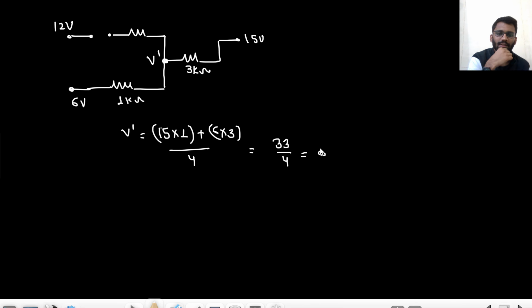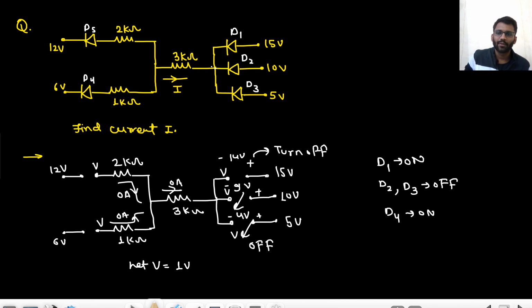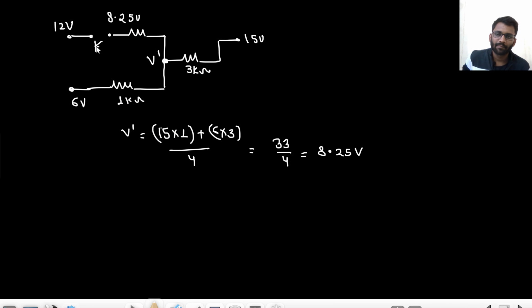4, 4, 4, 4, 32. 8 point something it will be. 4, 32, remainder 1, 4 2 8, 4 8. So 8.25 volt. Okay, so this potential is 8.25 volt. And what was the condition of the diode? This was the condition of the diode. So that means this was your D5. So D5 will be turned off. I shouldn't write it here, I should only write it here. That means your D5 is off. So the value of V dash that you found, 8.25, was correct.